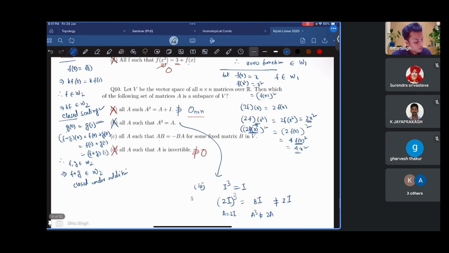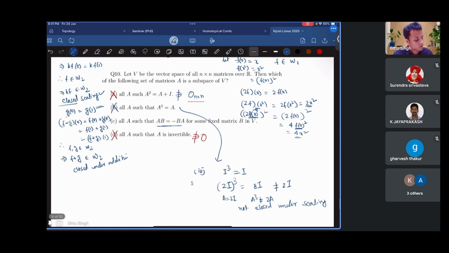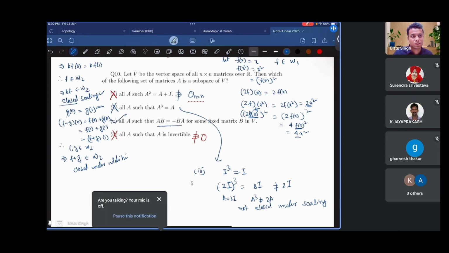But here you can check that it is closed under addition and scalar multiplication. So this one is not closed under scaling, but this one is true for all those properties. It satisfies all those properties, closed under addition and closed under scalar multiplication. Hence, this is the right answer. You can easily check. This is a similar kind of check.